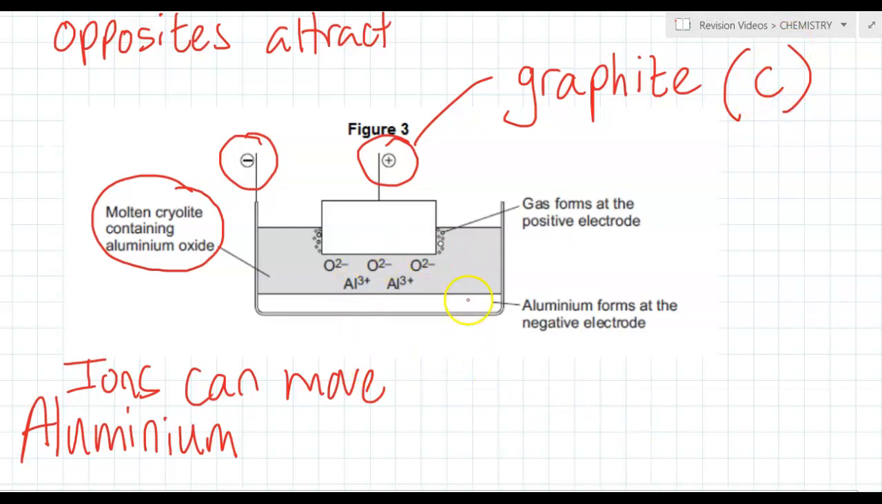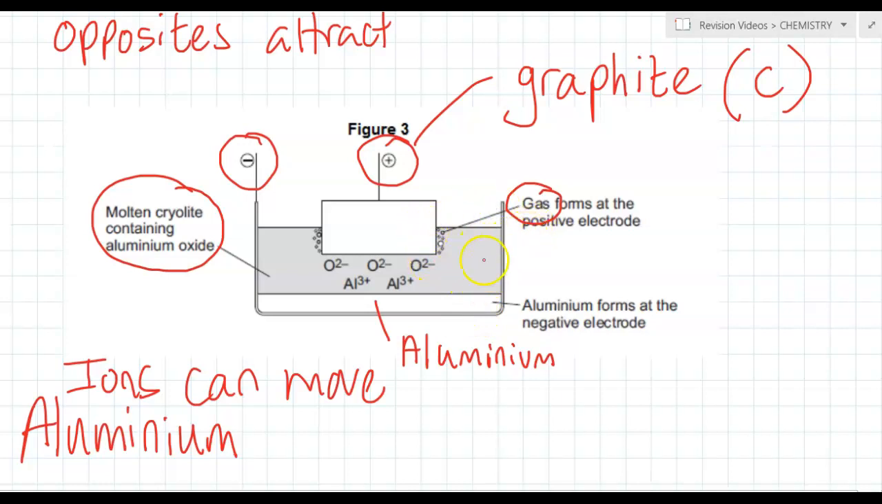And what's happening is exactly the same as our last example. The aluminium will be attracted to the negative electrode, so this will be a little puddle of liquid aluminium, and the oxygen will be attracted to the positive electrode, where it will make bubbles of oxygen gas.